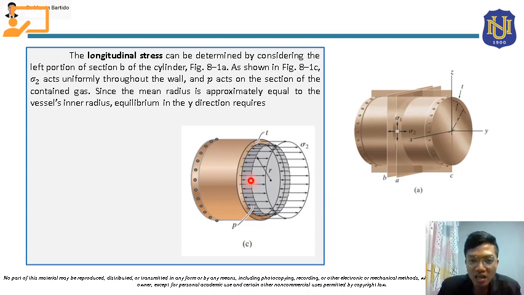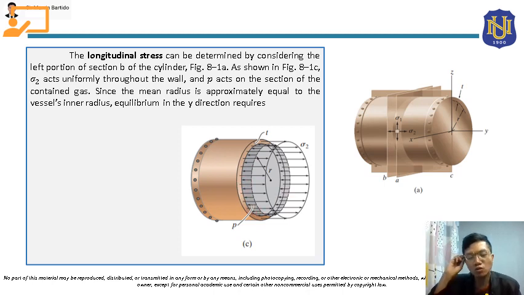Its direction is this way, so the direction of the stress will be directed oppositely, this way. This represents sigma 2, the longitudinal stress acting on the wall of the vessel. Since the mean radius, the average of the outer and inner radius, is approximately equal to the inner radius, we will use the inner radius of the vessel here.